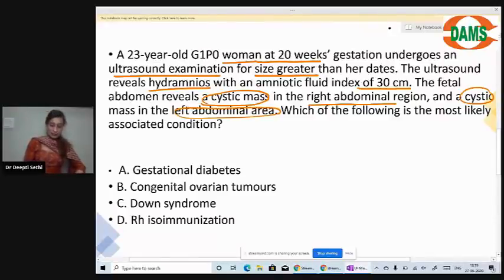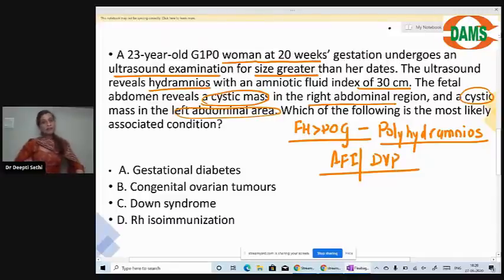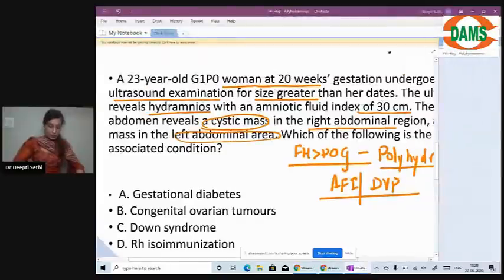So the first important thing that I would like to highlight here is that when the fundal height is more than the period of gestation, you should remember that one of the important reasons for this would be polyhydramnios, which is already given in the MCQ as well. And the various ways of measuring the amniotic fluid are either amniotic fluid index or a DVP, the deep vertical pocket, which is again already given to us.